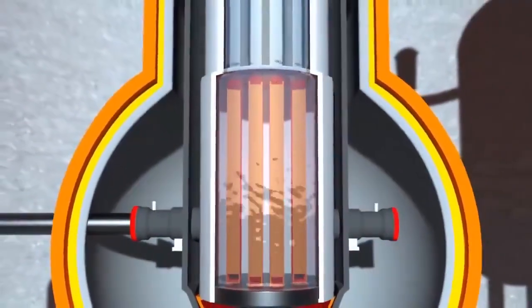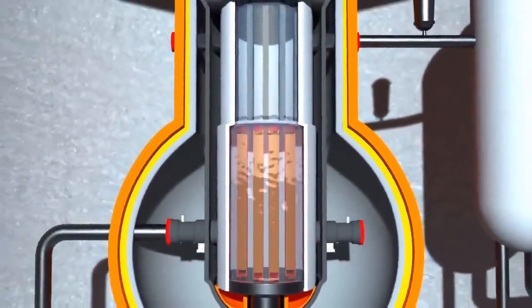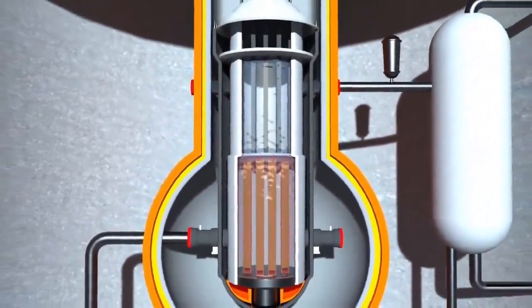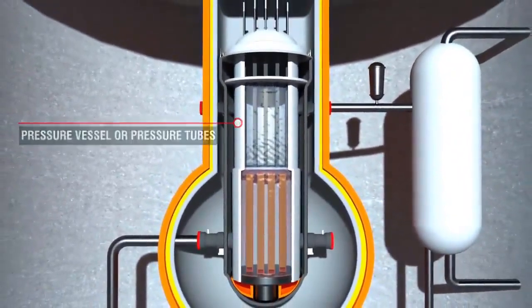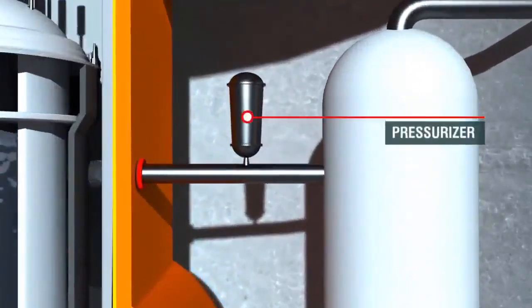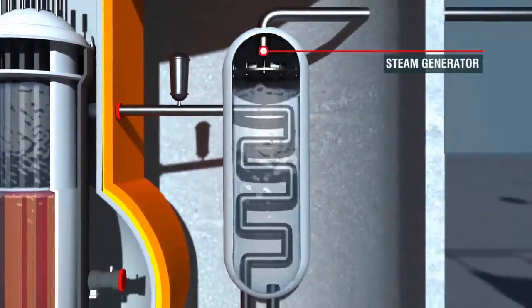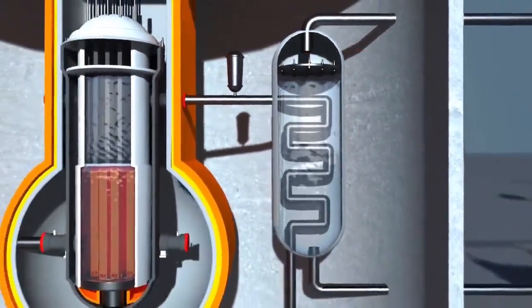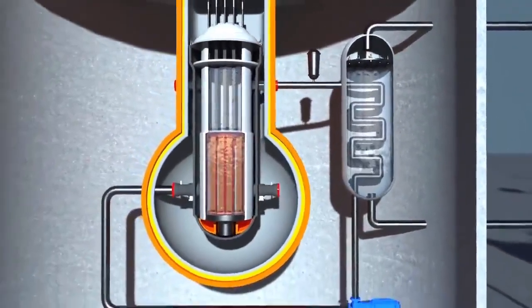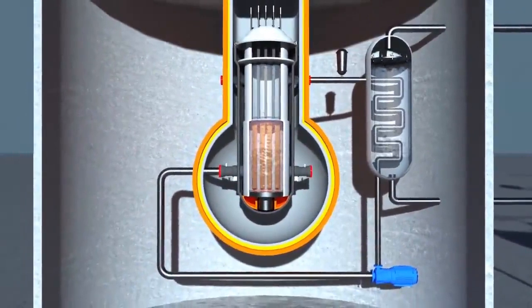Apart from the above, three other important core components of a nuclear reactor are as follows: pressure vessel or pressure tubes, pressurizer, steam generator. Now that we have understood the various elements of the nuclear reactor, let us see the entire operations in the nuclear reactor.